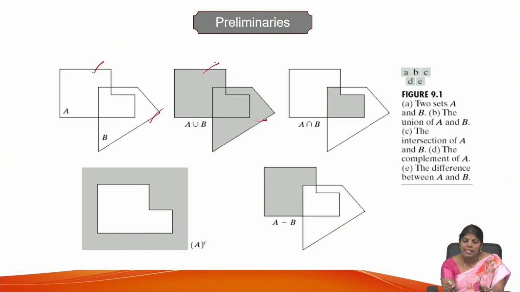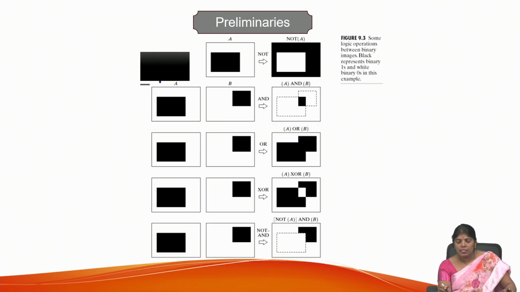So here A is a set. This is set A and set B. A union B means we are taking all the pixels of A and B. Here the intersection is the common point between set A and set B. And A complement means we are not considering the pixels of A, taking everything other than the pixels of A. And A minus B means we are only taking the pixels of A and excluding the pixels of B. These are some set theory operations, and you can also see examples of how set theory is applied on images.